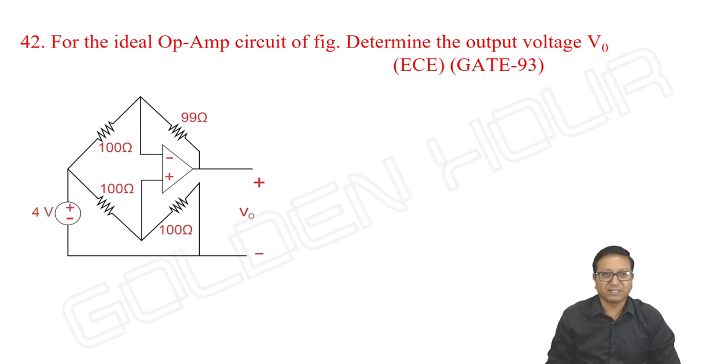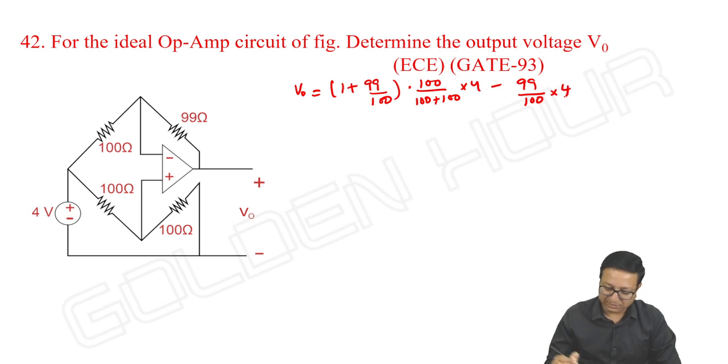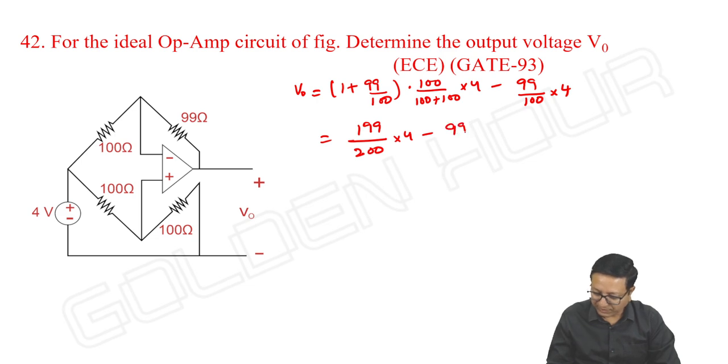Okay, so directly I'm writing the answer. For the ideal op-amp circuit in the figure, determine the output voltage. So what we can write, V output is equal to 1 plus 99 by 100 into 100 by 100 plus 100 into 4 minus 99 by 100 into 4. Okay, it is further written like 199 by 200 into 4 minus 99 by 100 into 4.